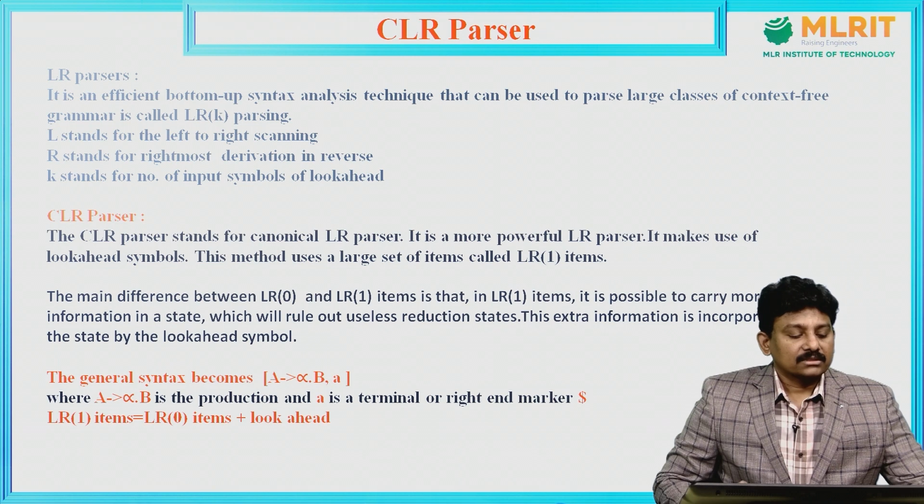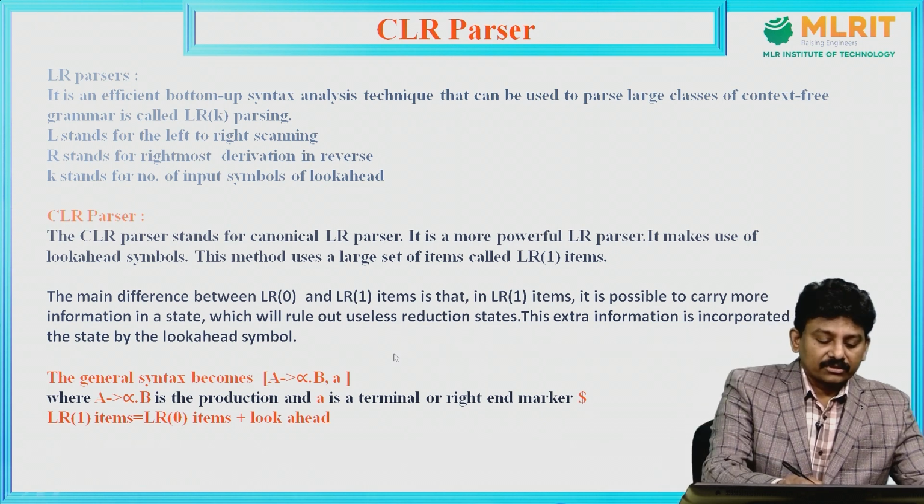The CLR parser, or canonical LR parser, is a more powerful LR parser. It makes use of lookahead symbols. The main difference between LR(0) and LR(1) items is that with LR(1) items it is possible to carry more information in a state, which will rule out useless reduction states. This extra information is incorporated into the state by the lookahead symbol.